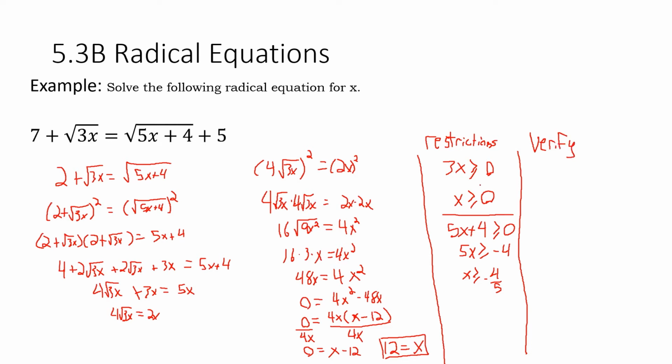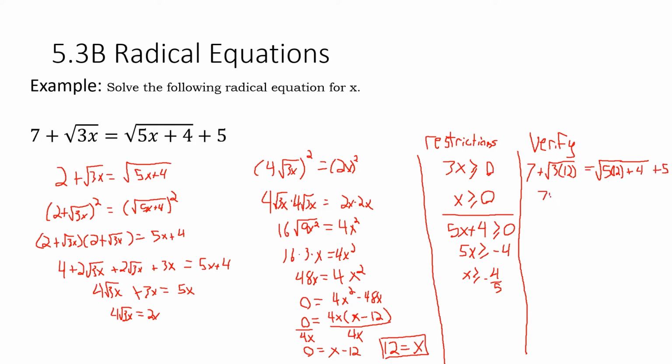So let's also verify and make sure this is a valid solution by substituting in our value of 12 into both sides of the equation. And again, sometimes it won't, and then the equation has to be discarded. But so 7 plus root 3 times 12 equals root 5 times 12 plus 4 plus 5.